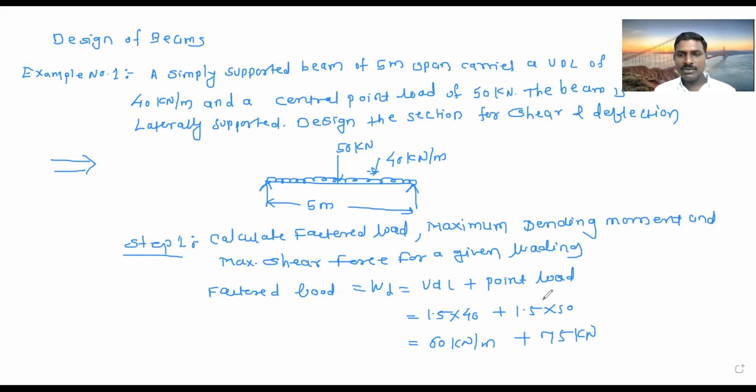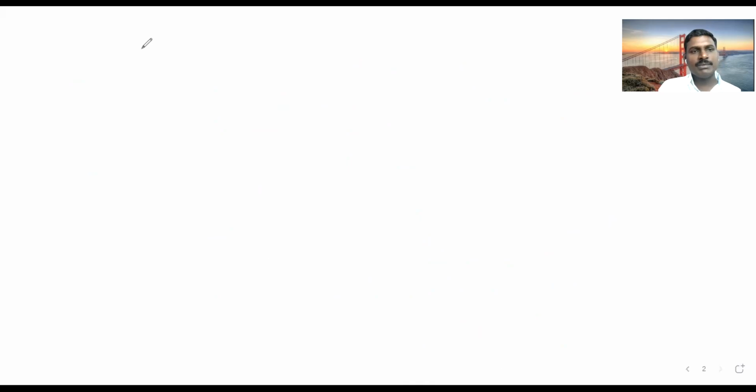So the factored load for point load will be 75 kilonewton, and the factored load for UDL will be 60 kilonewton per meter. Got it, everyone? Yes, sir.